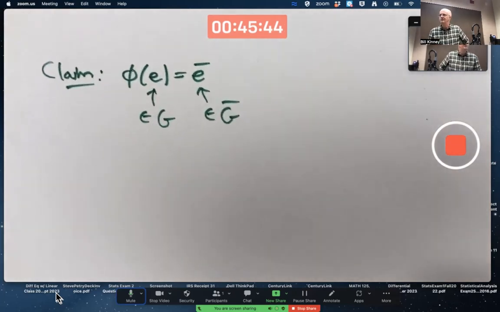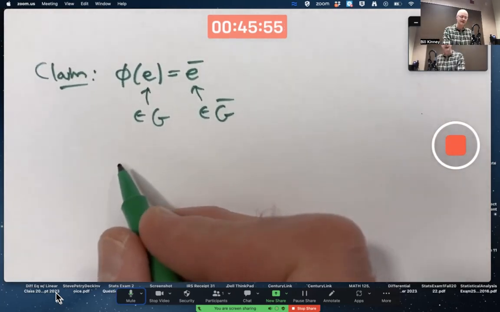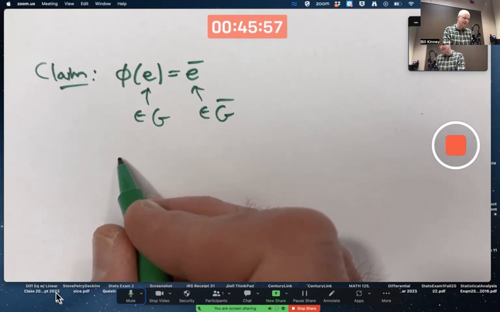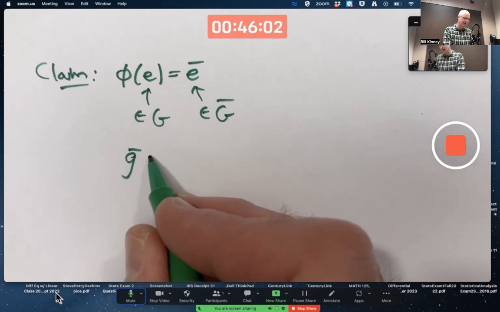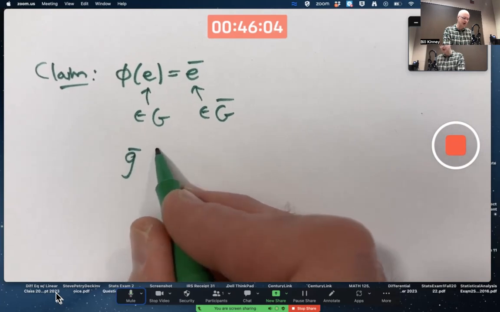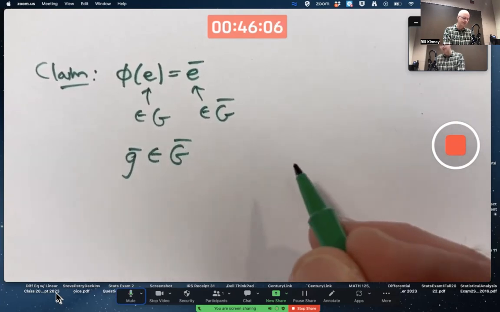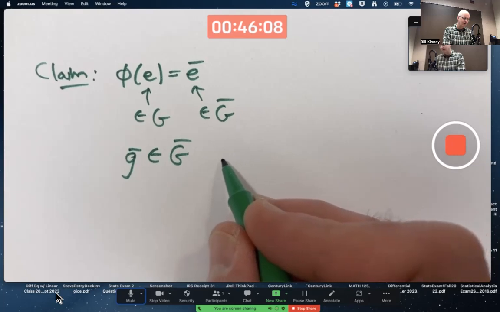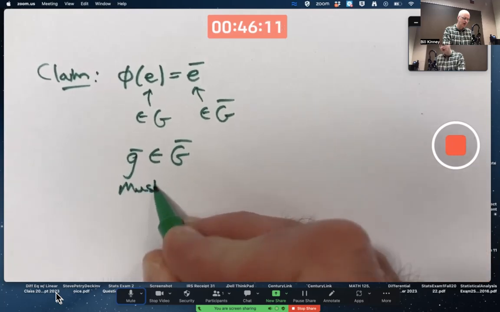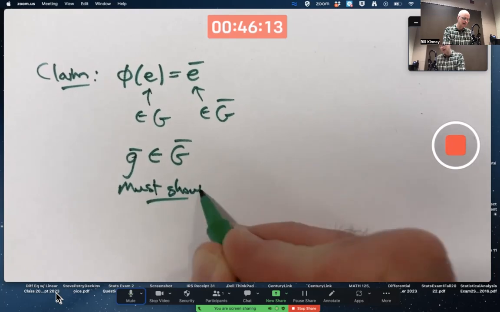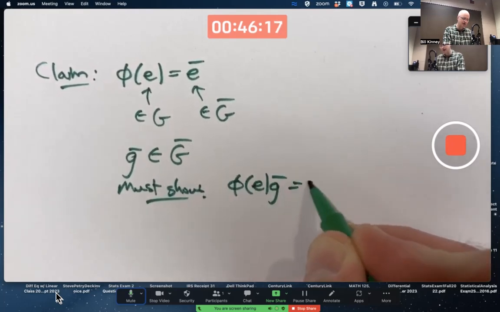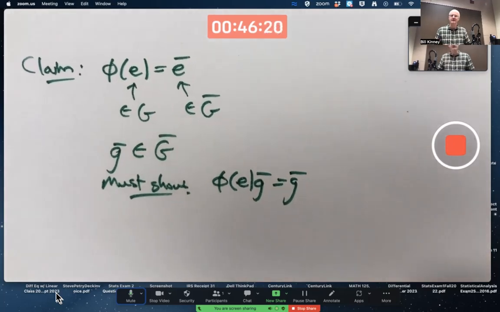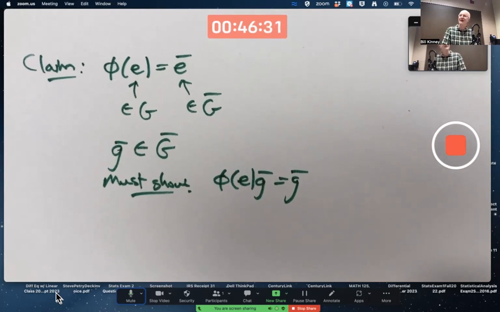Why would that be true? What would you need to do to prove that? Let's do a little scratch work here. You'd want to show that if I got any element G bar in capital G bar, you must show that if you multiply phi of E times G bar, you get that G bar, because that's what it means to be the identity in G bar. So the question is, how do you do that?